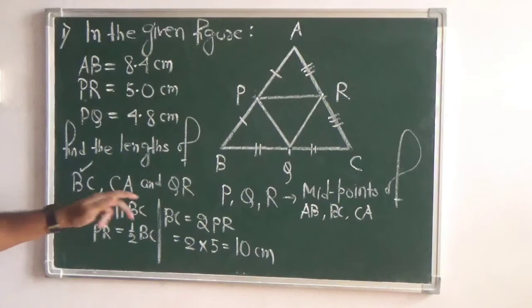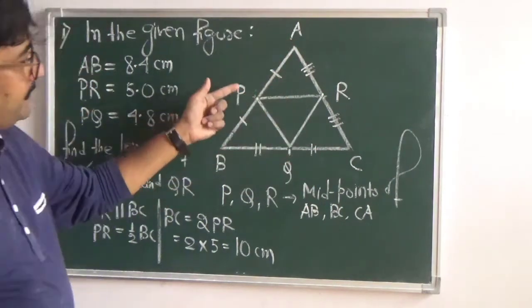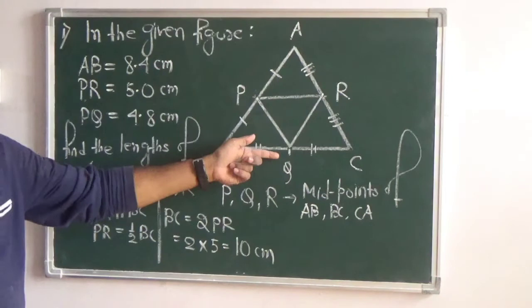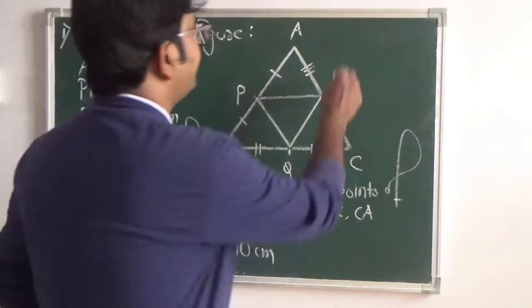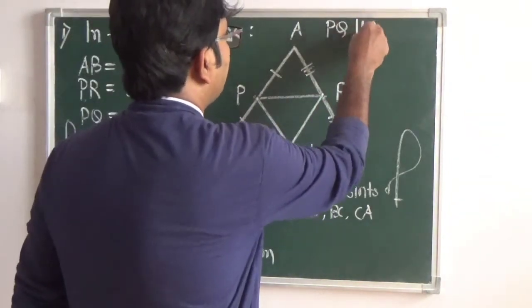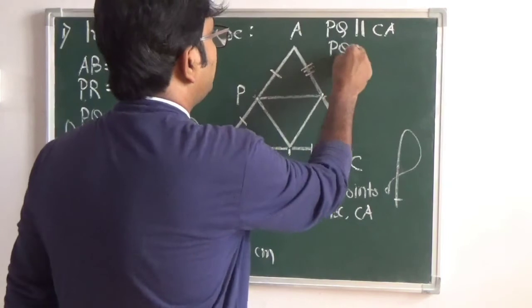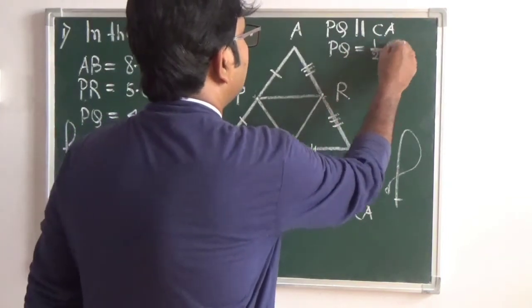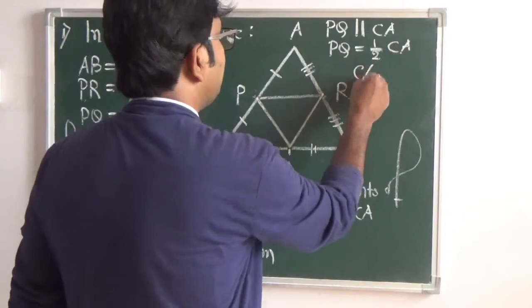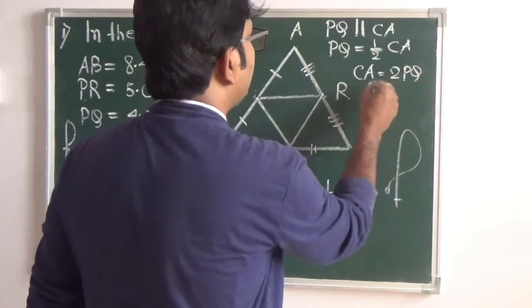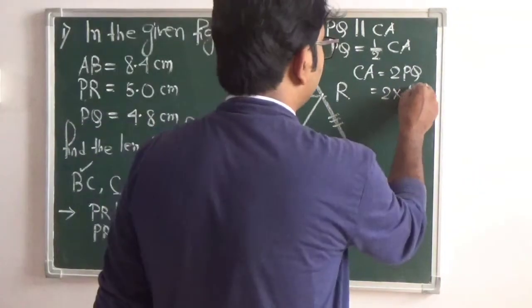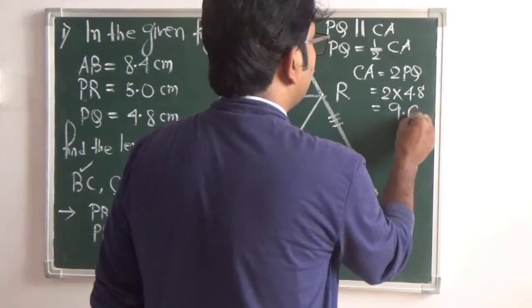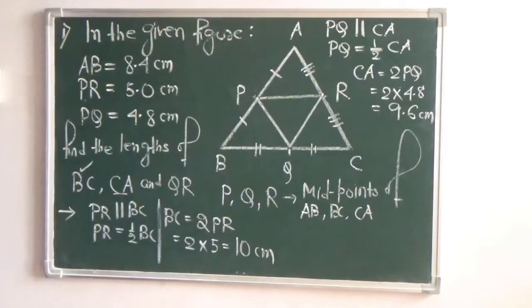Then we need to find CA. If we talk about P and Q, they are the midpoints. So PQ will be parallel to AC and PQ will be half of AC. So CA is equal to twice PQ, that is 2 multiplied by 4.8, so it becomes 9.6 centimeters. So CA is coming to 9.6.